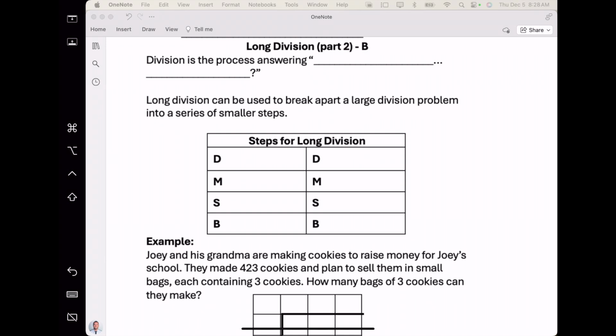Anyway, so division is the process of answering the question, how many are in? So when we're trying to do division, we're just trying to see how many of one number are there in another number. When we perform long division, we break it into a series of steps.